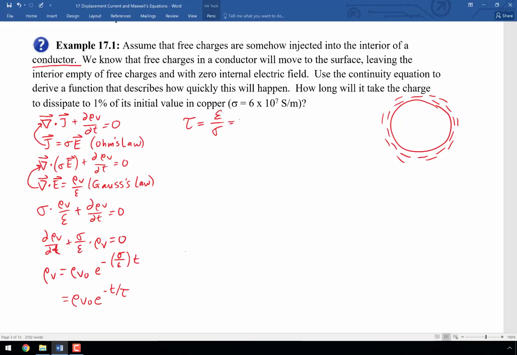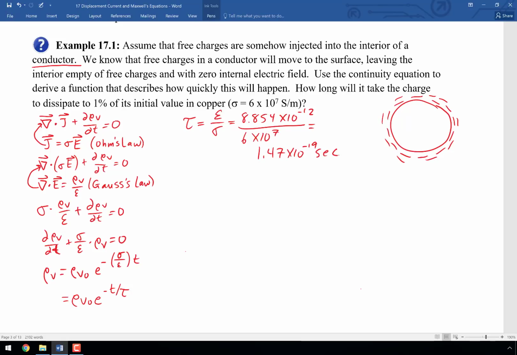And epsilon is 8.854 times 10 to the minus 12th. And in this particular example, we know that it's copper, which has a conductivity of about 6 times 10 to the 7th Siemens per meter. So this is 6 times 10 to the 7th. When we do this calculation, we end up with 1.47 times 10 to the minus 19th seconds, which from our perspective is happening instantaneously. The blink of an eye would be 1,000,000 years compared to this. But we do have the mathematics and the physics to answer the question.